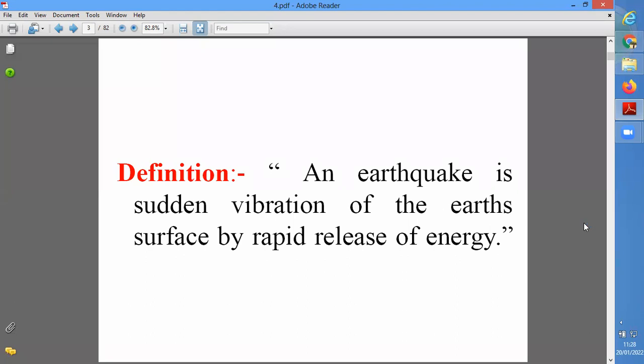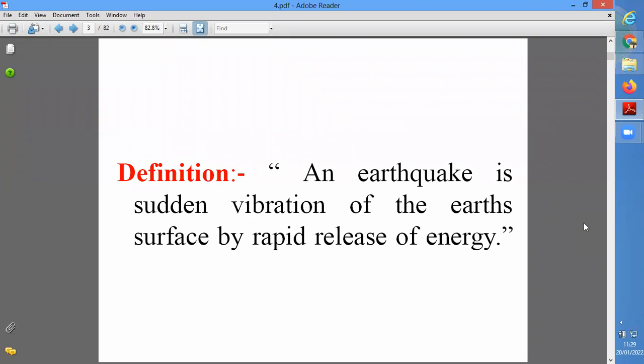So that is considered a sudden vibration. Now, why are these vibrations developed? These vibrations are developed in the earth crust due to rapid release of energy. Now, what is the meaning of this? Rapid release of energy means in the earth crust, the energy is stored in the form of kinetic energy, and when it gets a chance to release, that stored energy is released at one particular location or in one particular area. Due to that release of energy, the vibrations are developed.